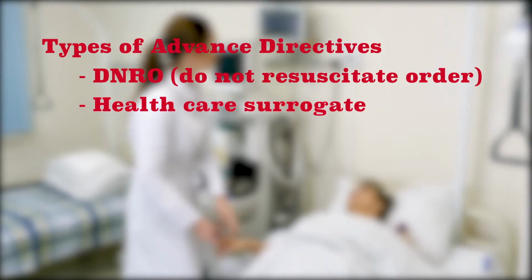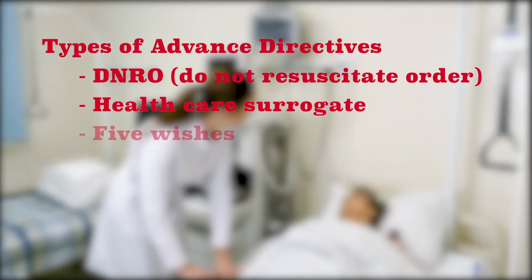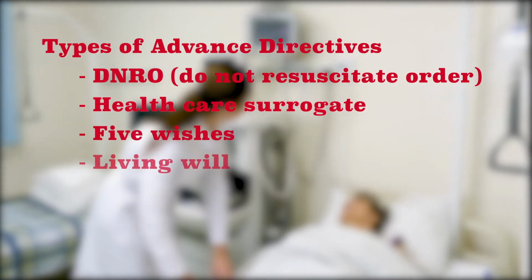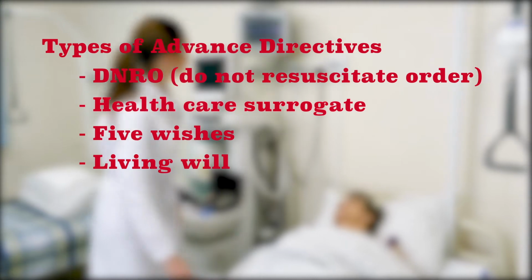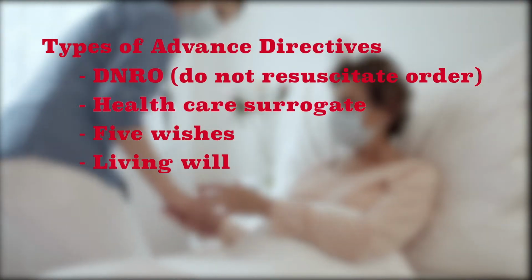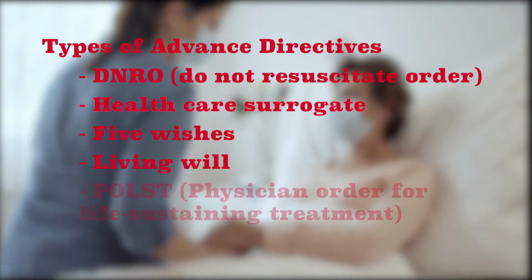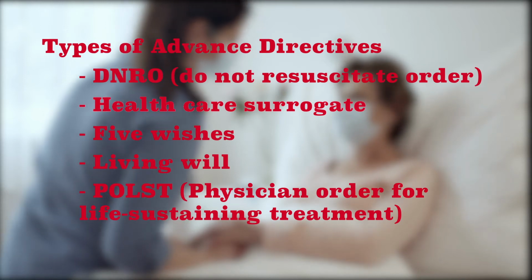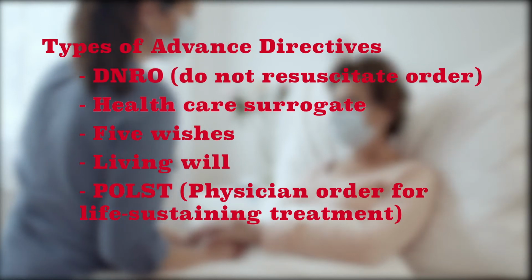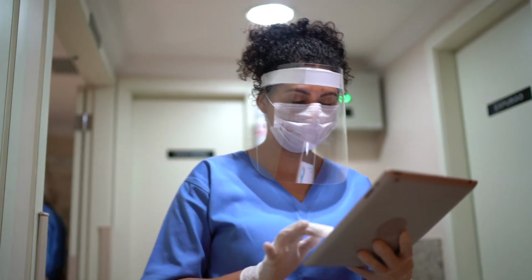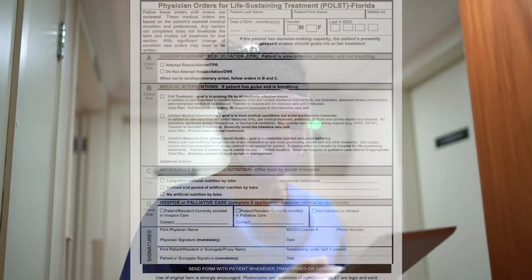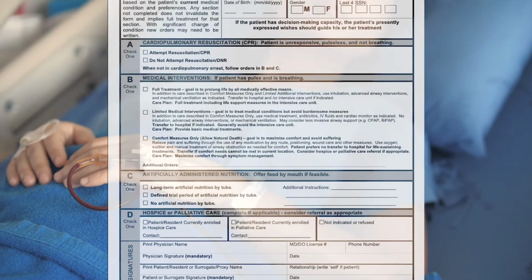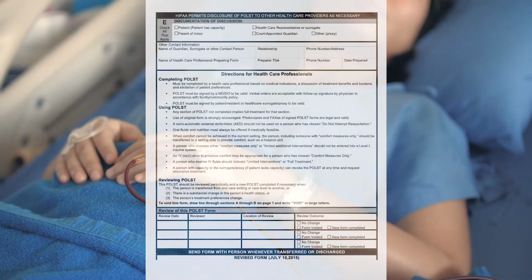Then we have things such as Five Wishes and living wills that go into a little bit more detail about what types of treatments may or may not be acceptable. And then we have the POLST document, which is an actual physician order for life-sustaining treatments that takes those wishes and turns them into an actual order, makes it official, signed by the patient, signed by the physician. It is a document that really drills down in some detail as to what level of care is appropriate.